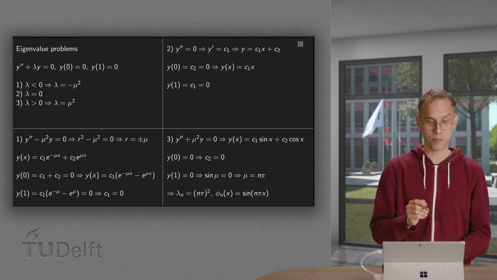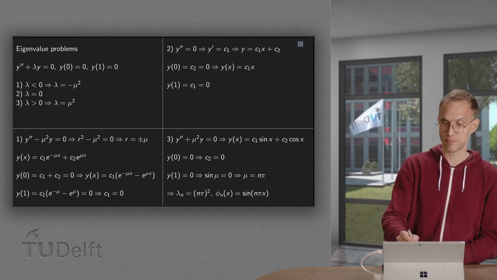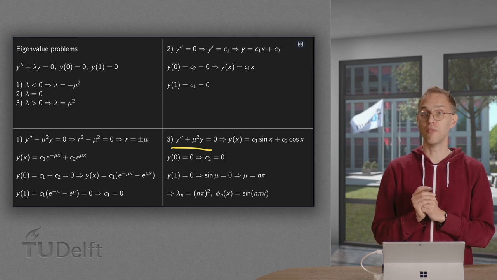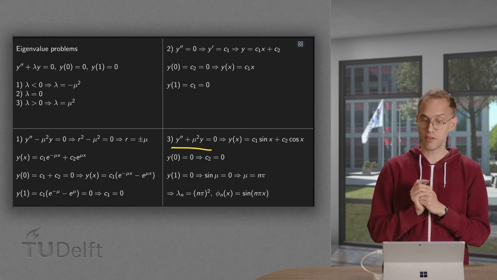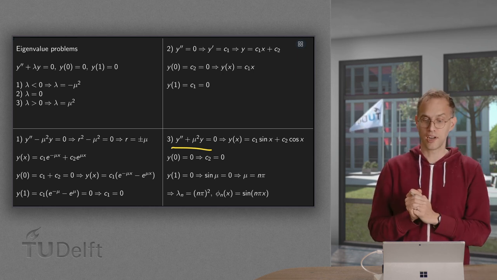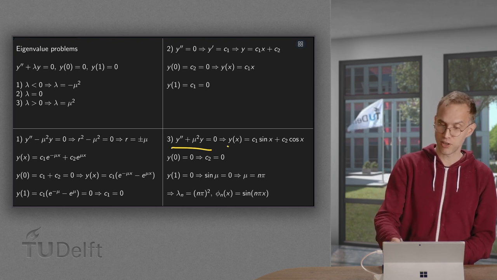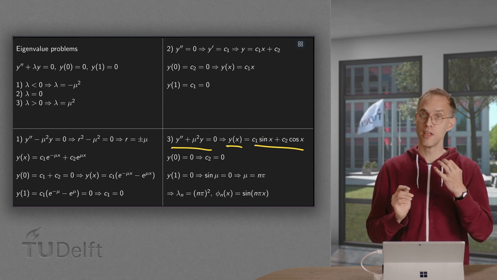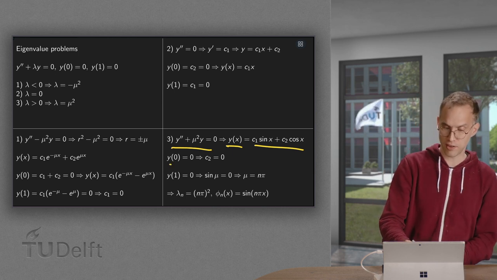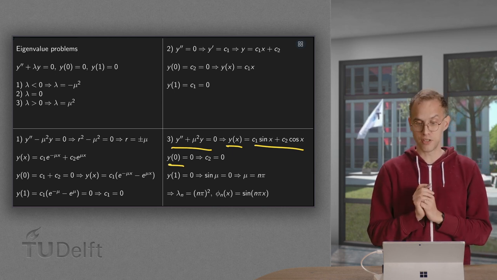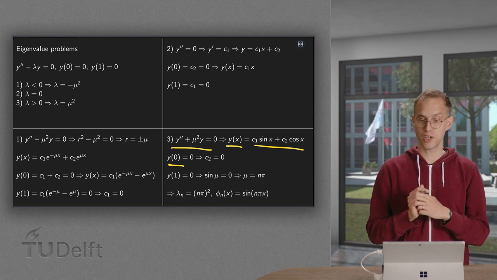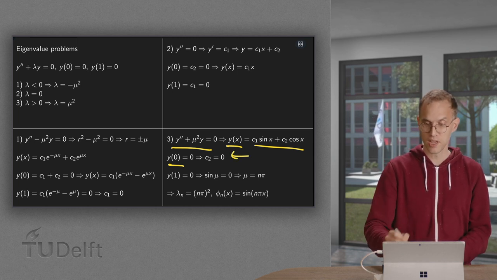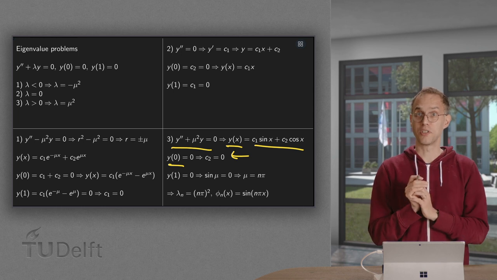Moving on to the third case, let's see whether we find something non-trivial now. So we try lambda positive, so lambda equals mu squared. So then we have y double prime plus mu squared times y equals 0. Use the characteristic equation again and you find the general solution y of x equals a combination of sine and cosine. First we set y of 0 equals 0. That means c1 times 0 plus c2 times 1 equals 0, or c2 equals 0. So we are left with c1 times sine of mu x.